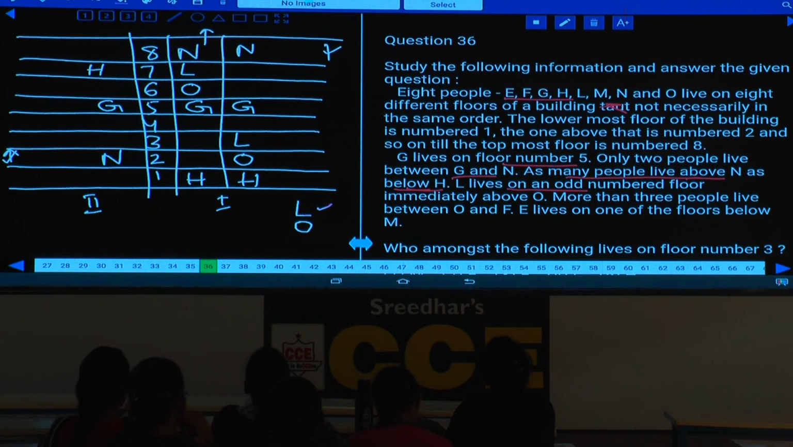And similarly here, L lives on an odd number floor, 7 is not possible, 5 is not possible, 3 is not possible, and 1 is also not possible. And the second case is completely ruled out. Now we are left with only the first one.